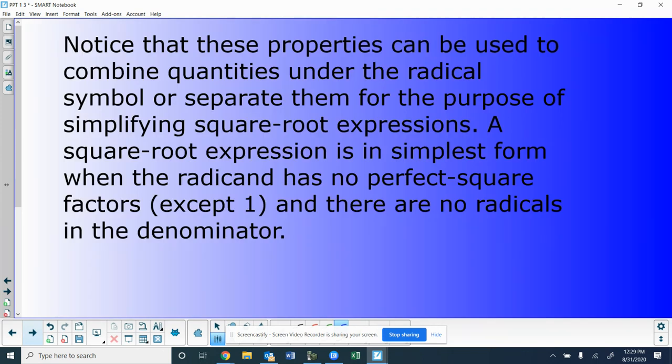So, it says, these properties can be used to combine quantities under the radical symbol or separate them for the purpose of simplifying. Okay? It's in simplest form when the radicand has no perfect square factors left, except for 1, and you cannot have a radical in the denominator. So, no good. No radical in the denominator.